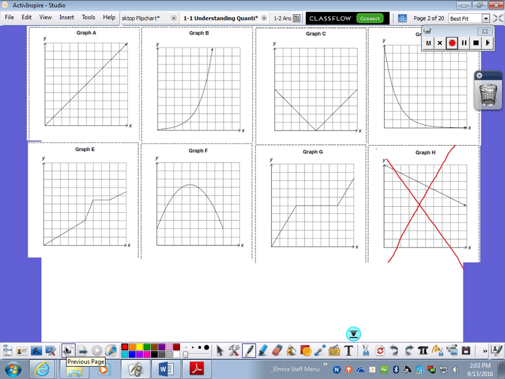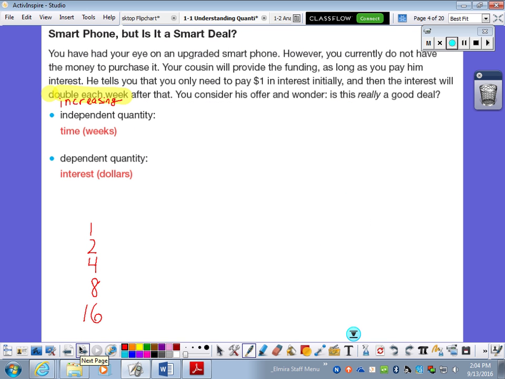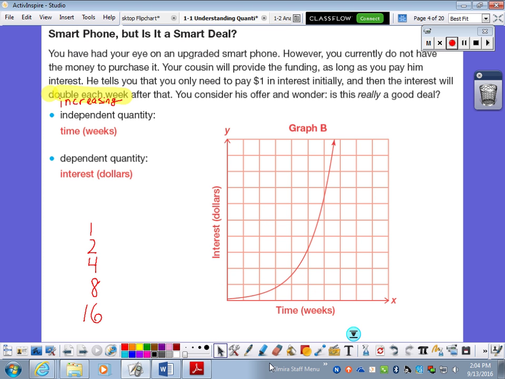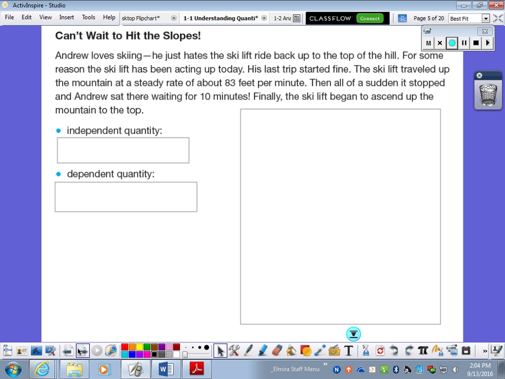Okay, so that means graph A is not it. So graph B, okay, we start off not paying too much interest, but as time goes by, we're paying more and more as we go up. Okay, so graph B is the one we're going to take, and we're going to glue that one onto this page, and we're going to label it time in weeks across the bottom and interest in dollars on the side.